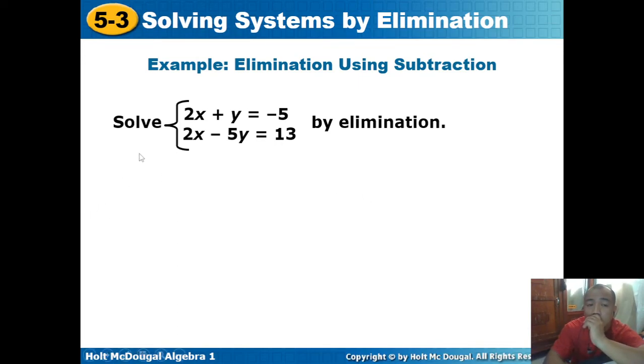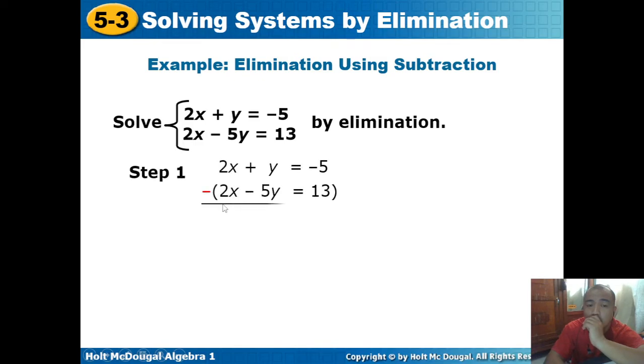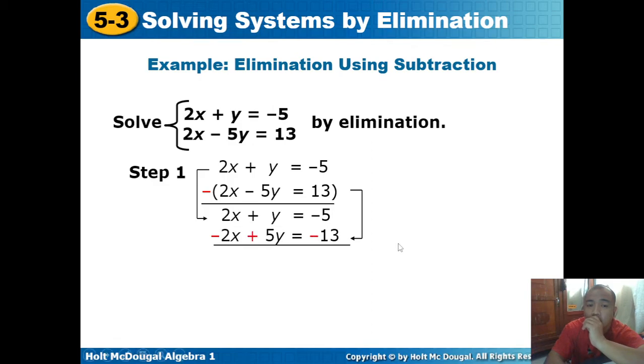Okay. We don't have a ready-made term that will cancel here, so we're going to subtract 2x and x. So step 1, subtract. 2x minus 2x is 0. So meaning to say, when we're doing elimination using subtraction, multiply equation 2 by negative 1, so that it becomes negative 2x plus 5y equals negative 13. That now we can cancel the x variable.